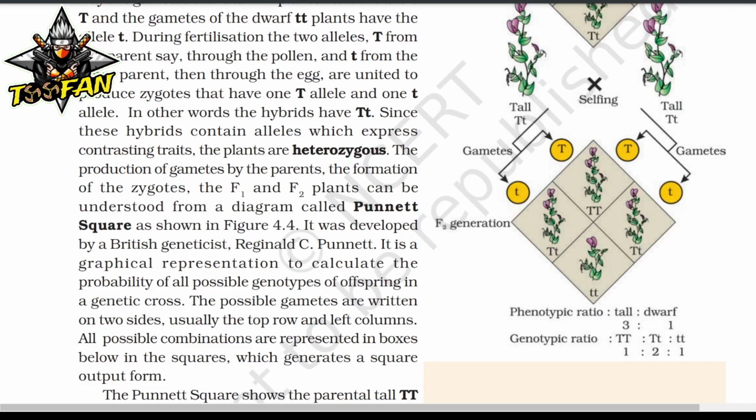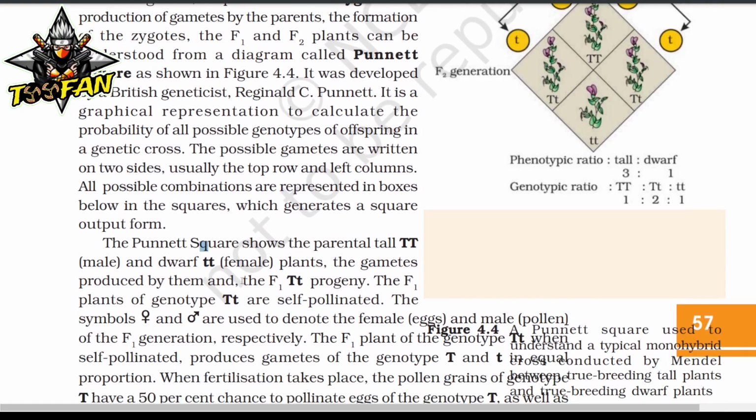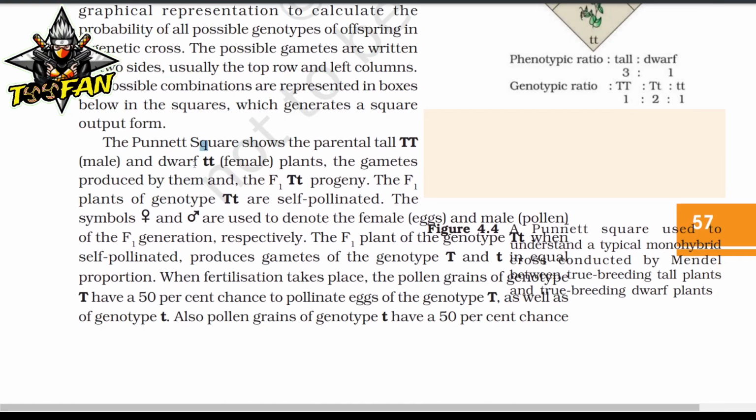The Punnett square shows the parental capital T male and dwarf small t female plants, the gametes produced by them, and the F1 progeny. F1 plants show genotype capital T small t and are self-pollinated. The symbols male and female are used to denote the male pollen and female eggs of the F1 generation respectively. The F1 plant shows a typical monohybrid proportion when fertilization takes place: the pollen grains of the true breeding tall plants have a 50% chance of pollinating eggs of the genotype capital T, as well as of genotype small t.